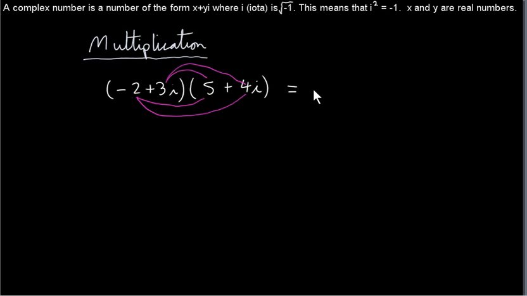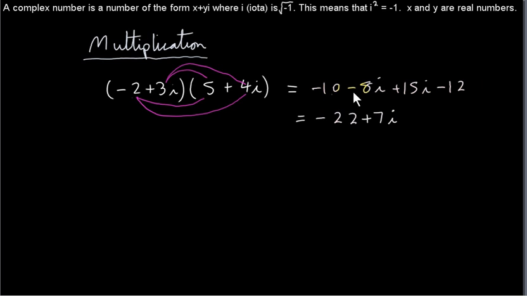So minus 2 by 5 is minus 10. Minus 2 by plus 4i is minus 8i. Plus 3i by 5 is plus 15i. Plus 3i times plus 4i is plus 12i squared. And of course i squared is minus 1, so we replace this i squared with minus 1. So we have plus 12 times minus 1. That will give us minus 12.